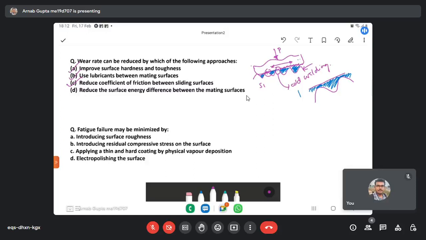So what is your answer? What is your opinion about the fourth option here? So if we reduce the surface energy, what role does surface energy play in increasing or reducing the wear?